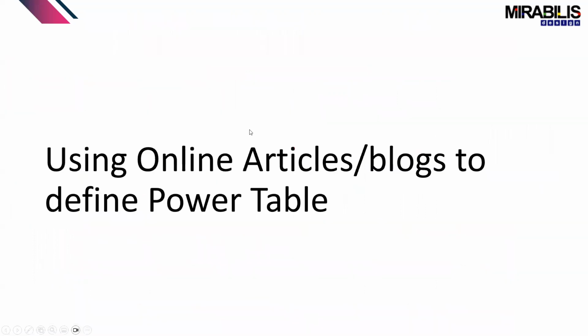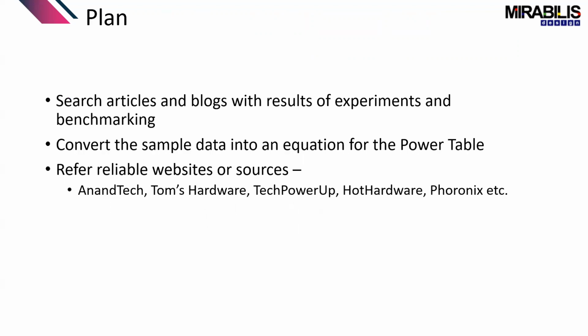Now, we will look at how online articles and blogs can be used to define the power table. This is an option if we are not able to get the vendor data sheets. The plan is we search for articles and blogs with results of experiments and benchmarking. So we have to look at online results, search and identify material which discusses the results of experiments in detail, and then we convert the sample data into an equation for the power table.